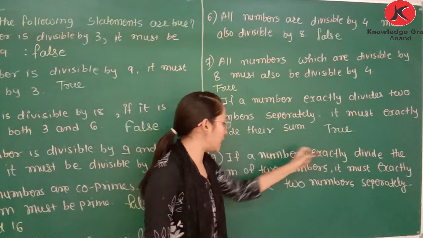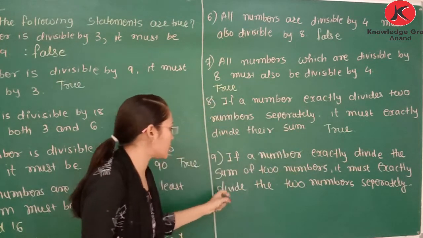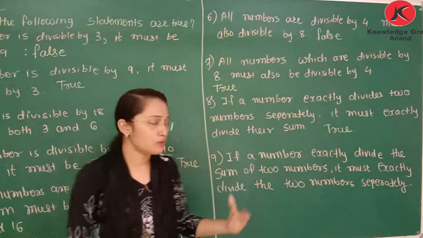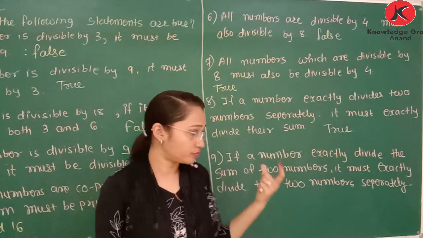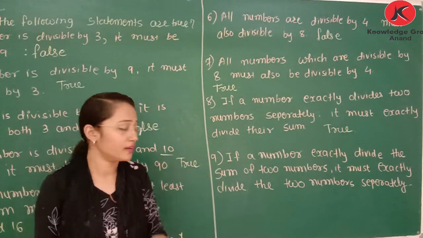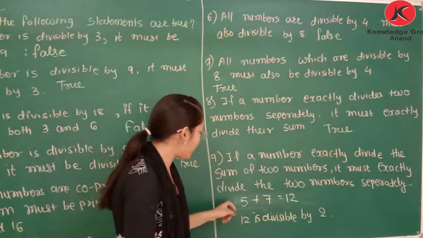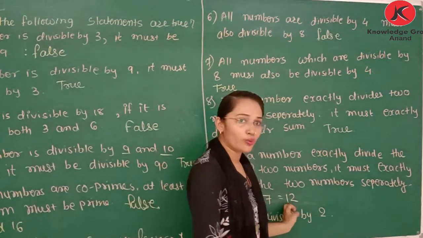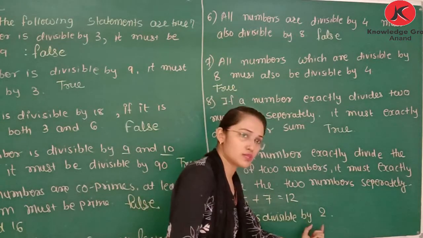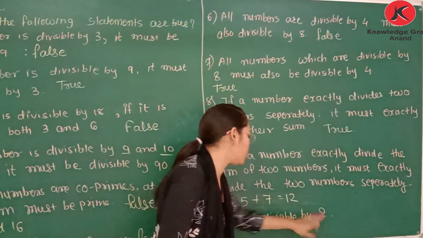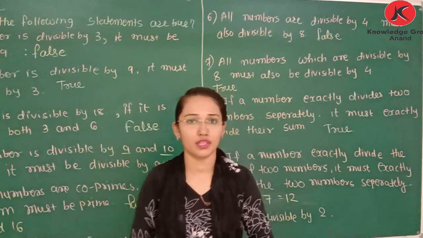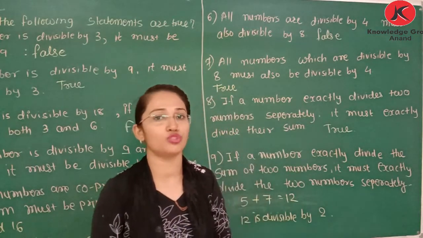If a number exactly divides the sum of two numbers, it must exactly divide the two numbers separately. Now this is the inverse statement of the previous one. સ્ટેટમેન્ટ માં શું કહે છે કે જો કોઈ નંબર બે નંબરના એડિશન ને ડિવાઇડ કરે તો એ અલગ-અલગ ને પણ ડિવાઇડ કરે. Take one example: 5 plus 7 is equal to 12 and 12 is divisible by 2. બે નંબરનું એડિશન 12 and it is divisible by 2, but 2 does not divide 5 and 2 does not divide 7. So this statement is false. જો બે નંબરનું એડિશન કોઈ એક નંબરથી ડિવાઇડ થાય તો એ નંબર સેપરેટલી ડિવાઇડ કરે એવું જરૂરી નથી.